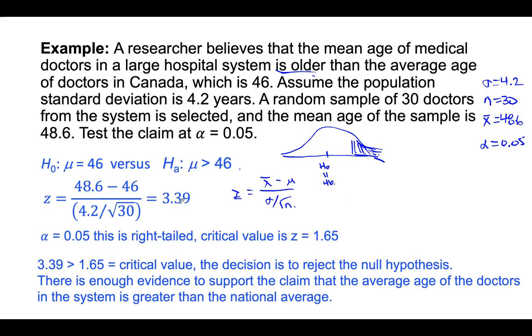And our Z is 3.39. That's our test statistic with this data. Now the alpha is 0.05, so we have to look this up in the table. Let me pause. Because alpha is equal to 0.05, this part is going to be 5% and this is going to be 95%.